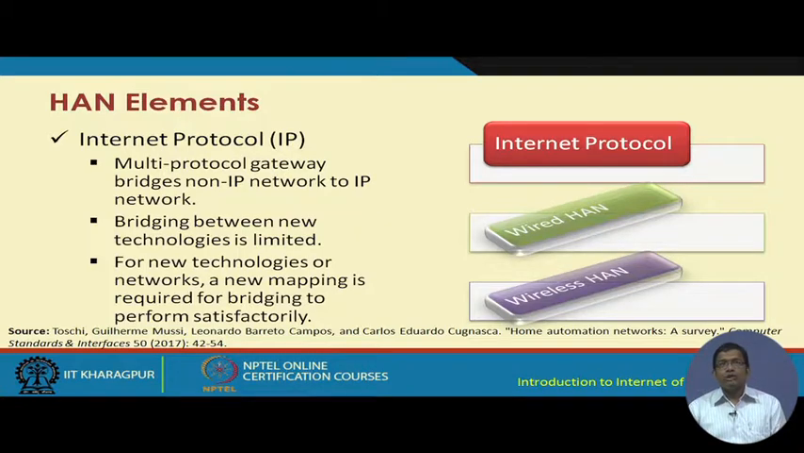Bridging between new technologies is limited with the help of IP based protocol, and for new technologies or networks, a new mapping is required for bridging to perform satisfactorily.